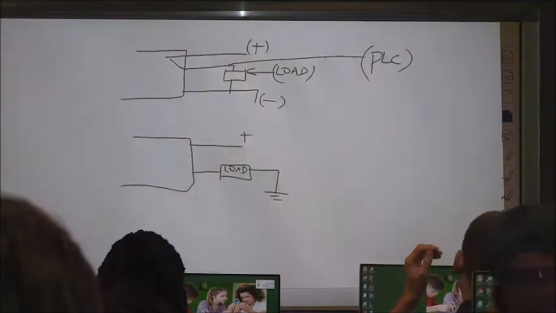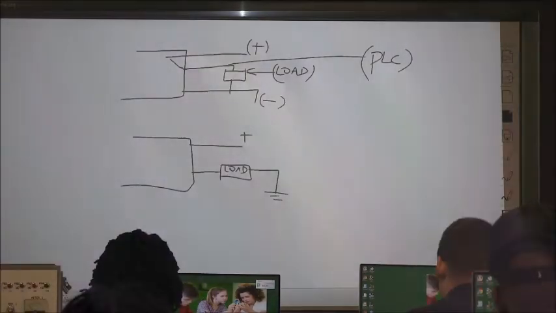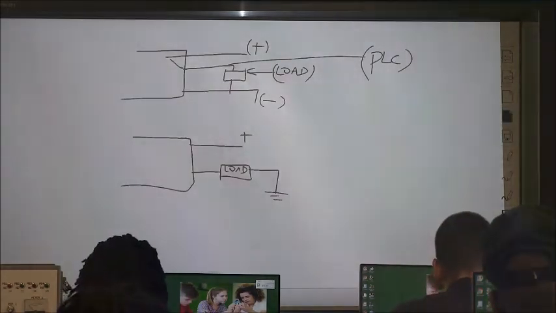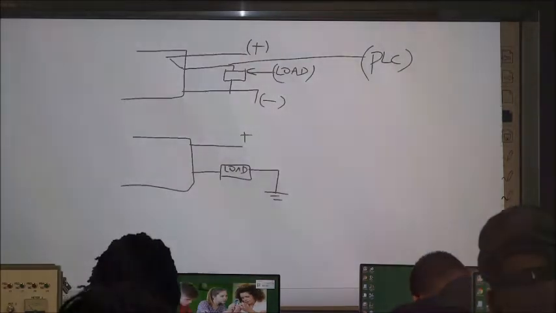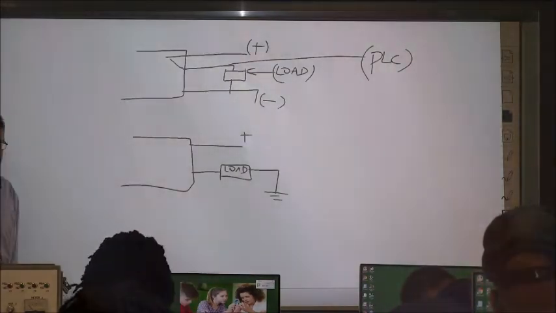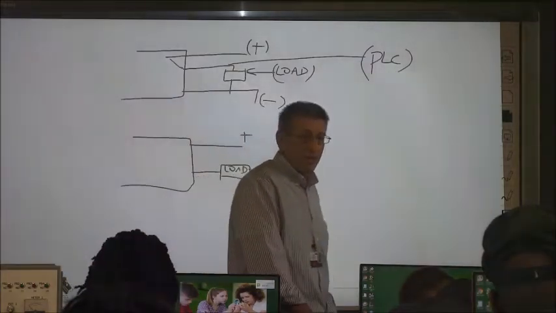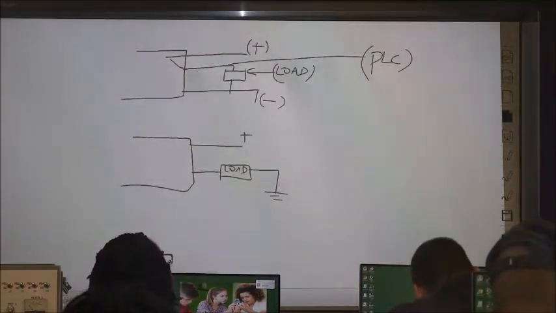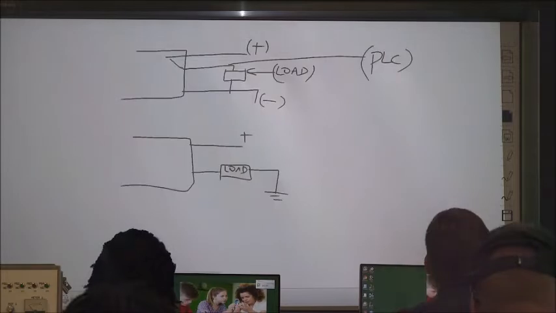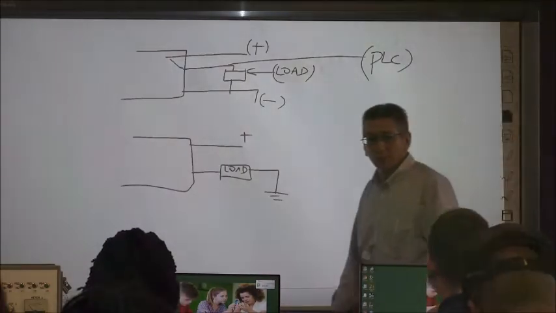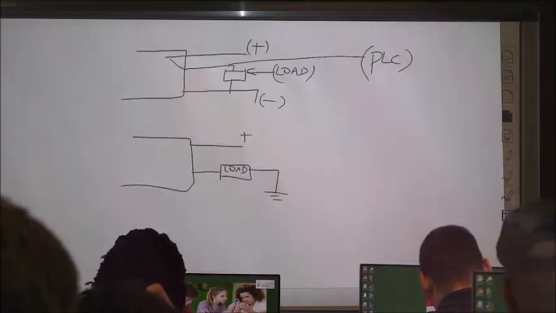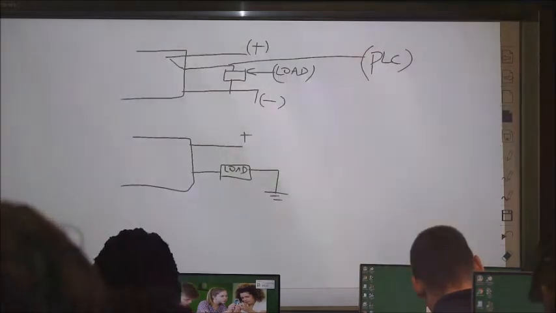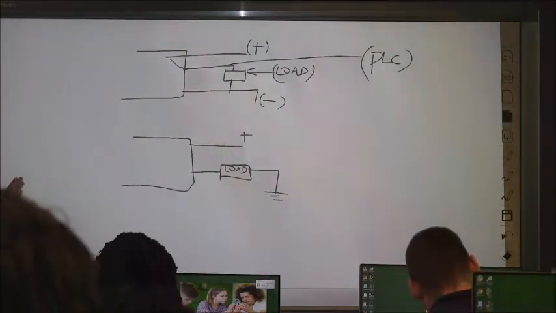What else? Ultrasonic sensors. What's that? Send out sound waves. Yeah, that's exactly right. Sends out sound waves like sonar, yeah. And it's generally used for measuring, like the volume of liquid in a tank. Kind of like a level switch.